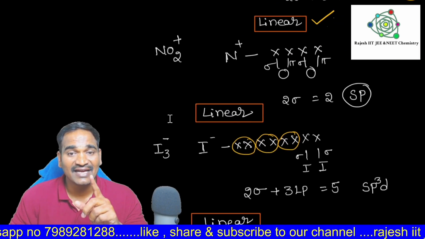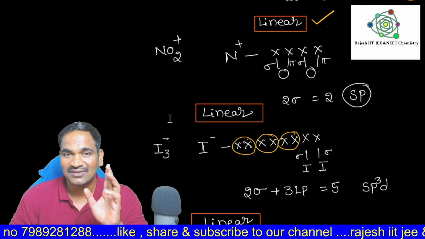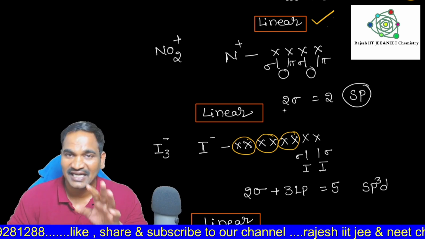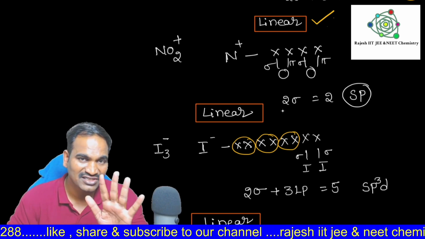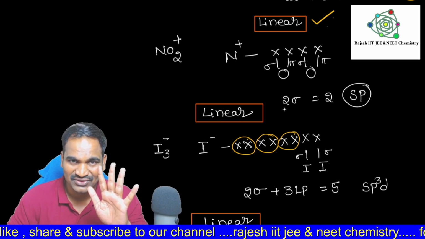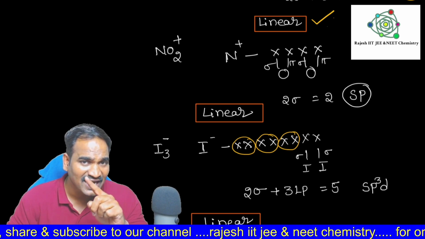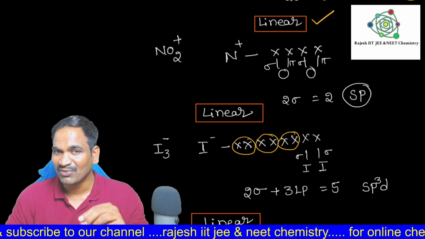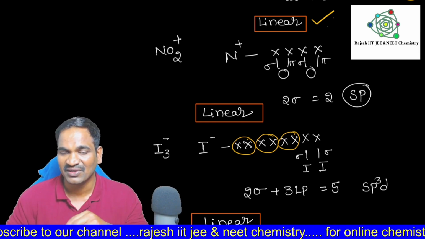So go for the last but one. So what is that? NO2 plus. If you take nitrogen, as we discussed, in its valency shell it has 5 electrons. But it contains a positive charge. That means from the 5 you have to remove 1 electron. Are you following what I am talking?